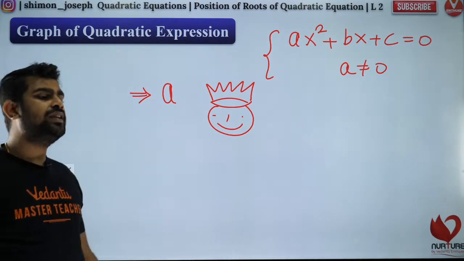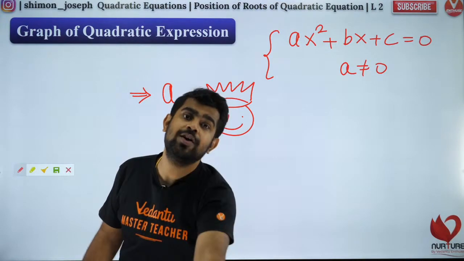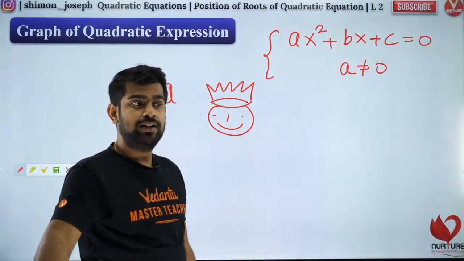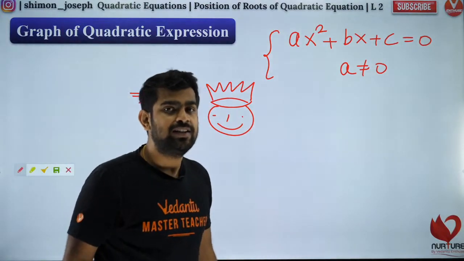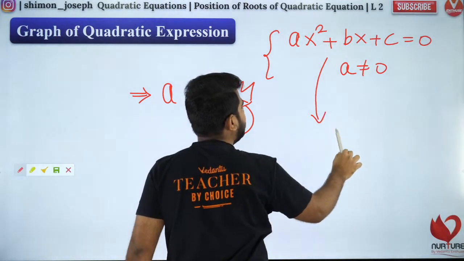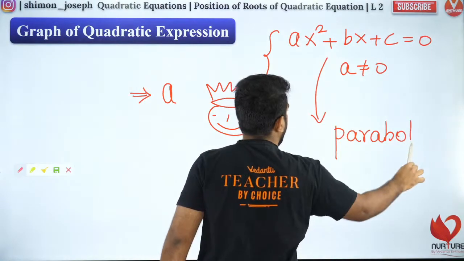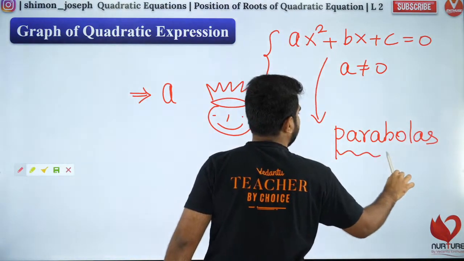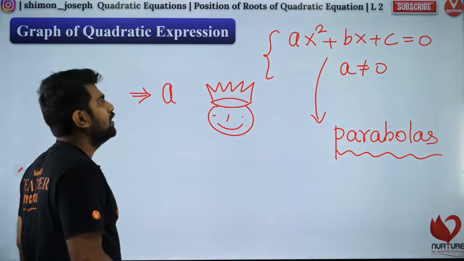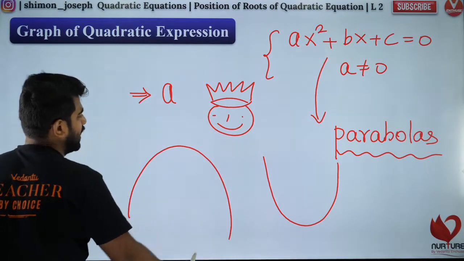Why is A the king? Because A decides whether the quadratic will be an upward opening parabola or a downward opening parabola. Now what is a parabola? Don't worry about it. A parabola is a shape. All quadratic equations are basically parabolas. But it can be an upward opening parabola or a downward opening parabola.